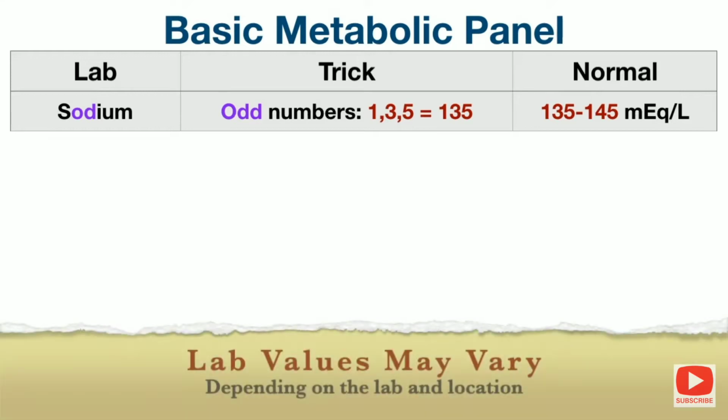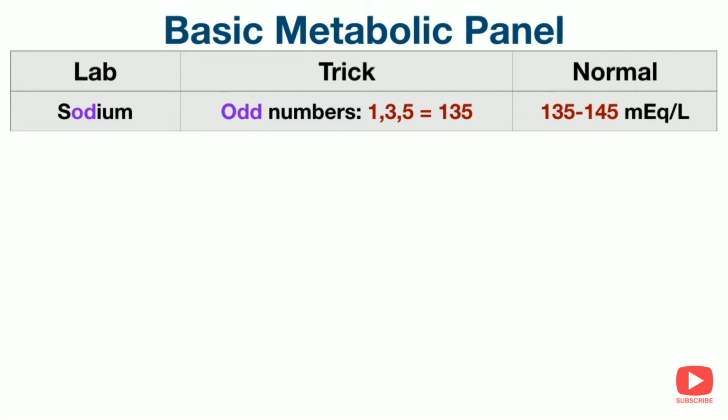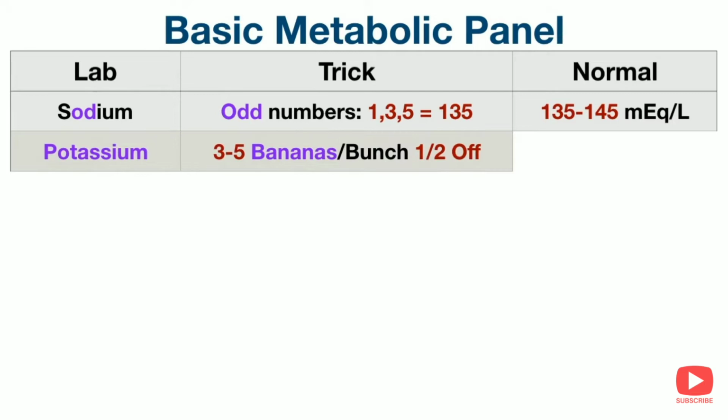Remember, as we walk through each of these lab values, the normal range may vary depending on the lab and your location. Next, we have potassium. When you think of potassium, think of bananas. There are usually 3 to 5 bananas in a bunch, and you want to buy them half off if you can. This will help you remember the normal range of potassium is 3.5 to 5.